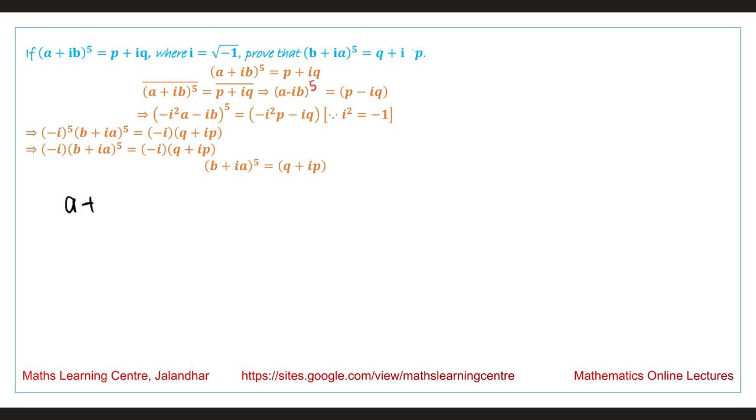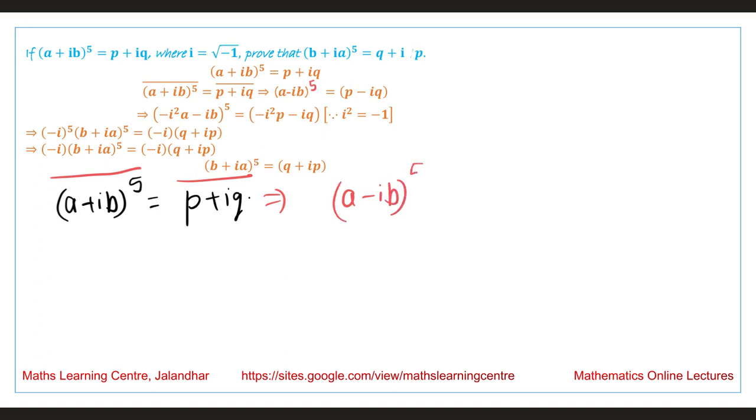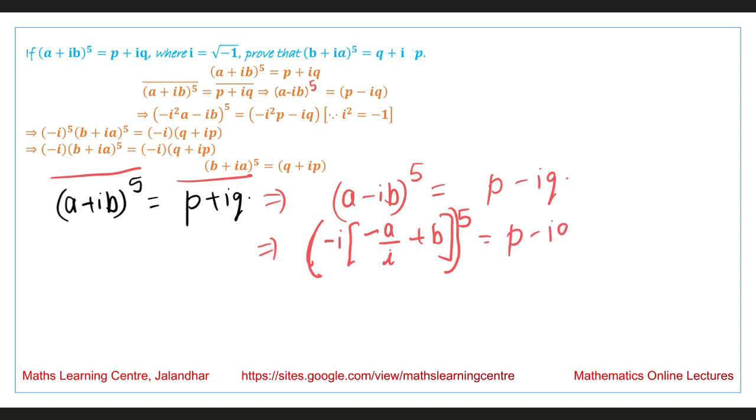So we are talking about this term, (a + ιb)^5, which is equal to p + ιq. If we take the conjugate of this whole term, this implies that (a − ιb)^5 is equal to p − ιq. This implies, if we take −ι common, we are left with (−ι)^5 times (a/ι + b)^5, this whole term raised to the power 5, is equal to p − ιq.